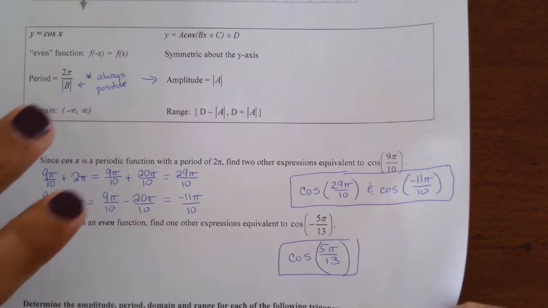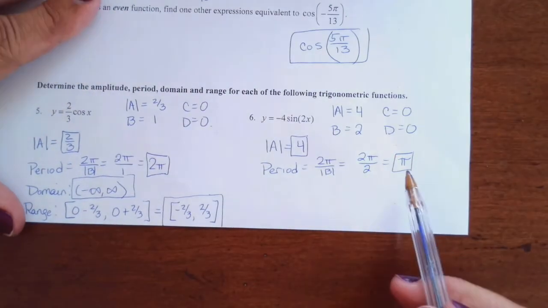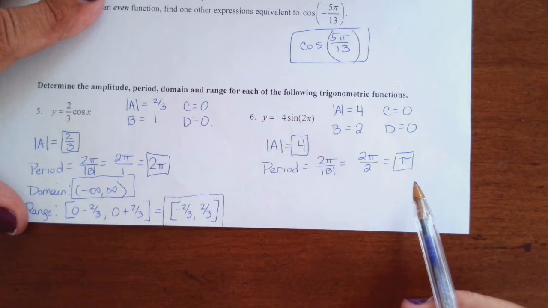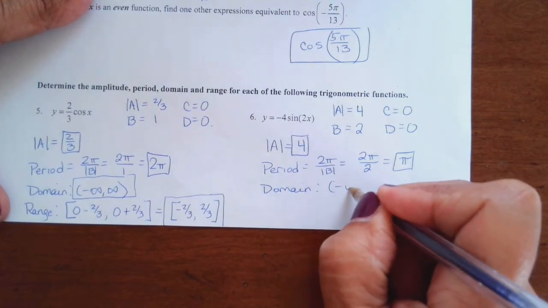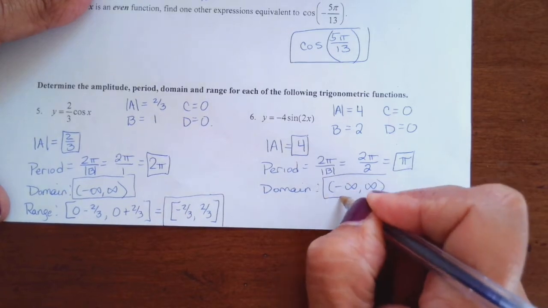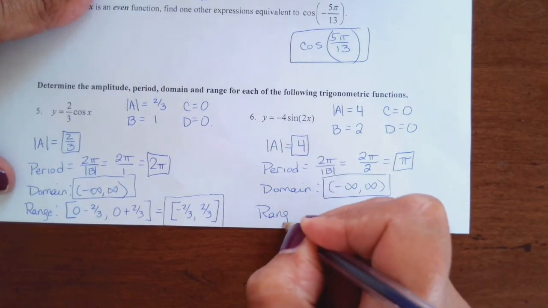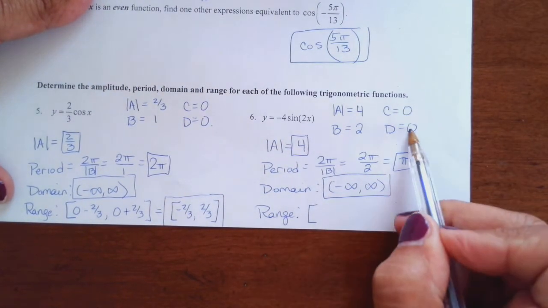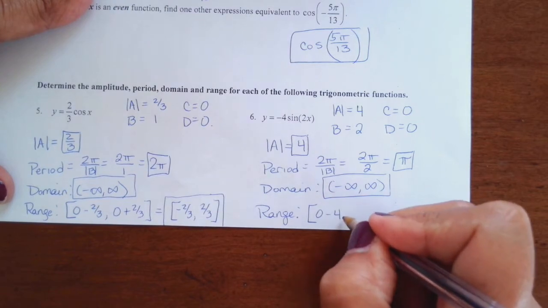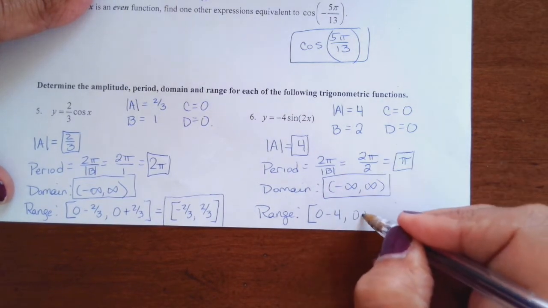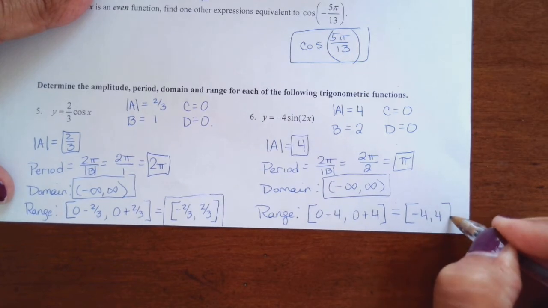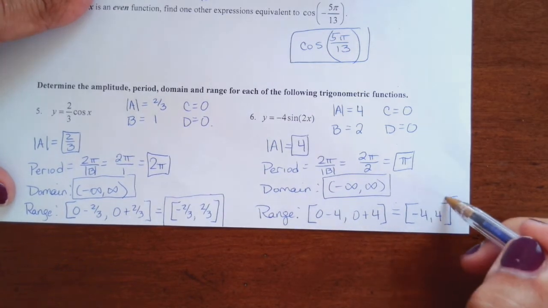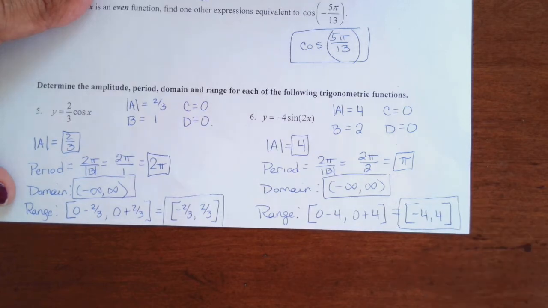Okay, so if we were to graph that, it would only take us up to pi to go one complete cycle. All right, the domain, all real numbers. And then the range, so far not too hard. We're going to go from d minus a, so 0 minus 4, to d plus a. Okay, so the range would go from negative 4 to 4. Okay, so there's your range. All right, so those are just kind of the basic ones.